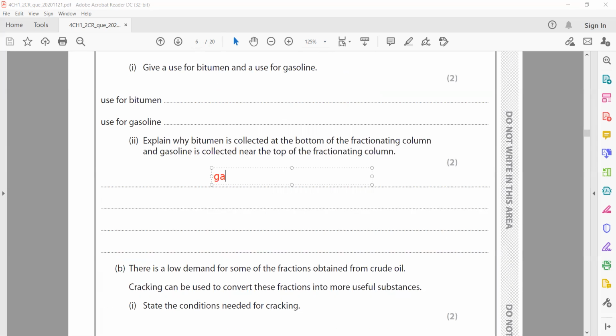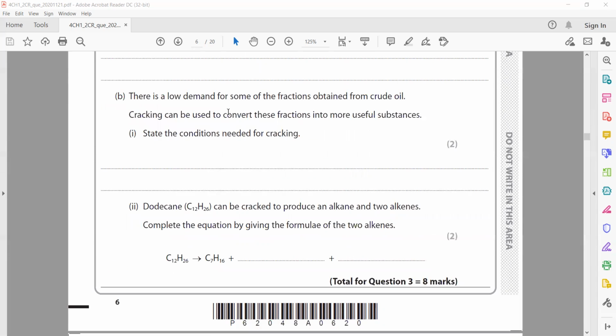Gasoline is collected at the top side of the column, which is cooler compared to the bottom. That's why we collect the fractions with low boiling point at the top and high boiling point at the bottom.